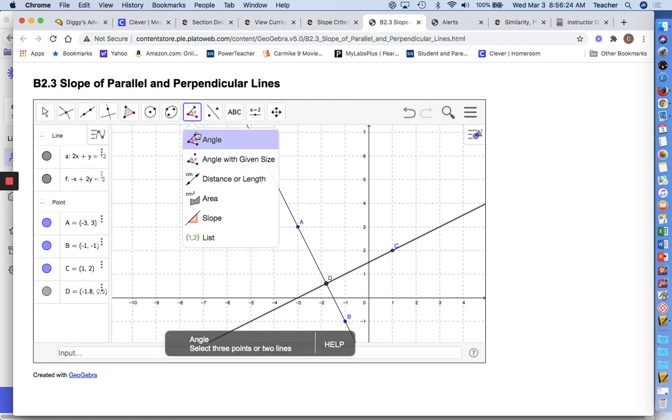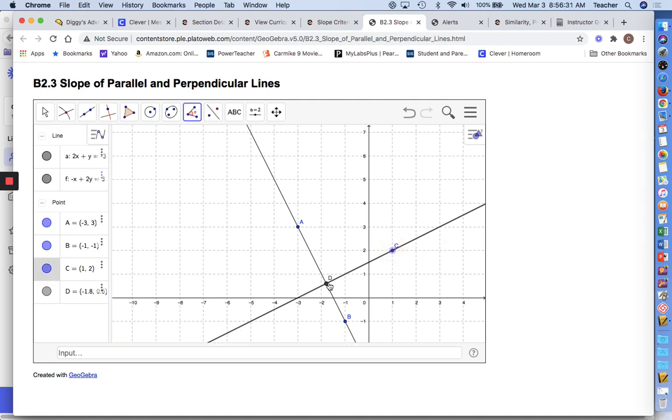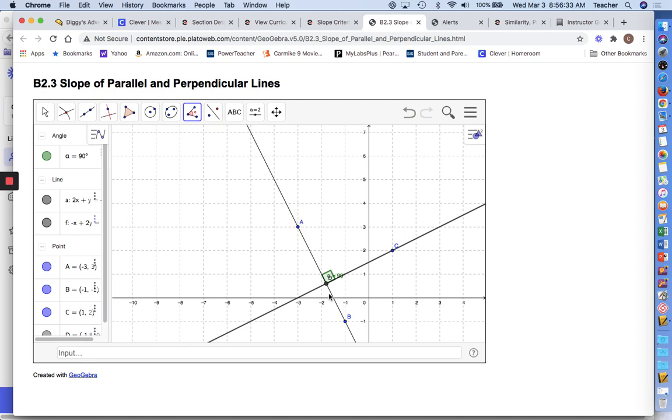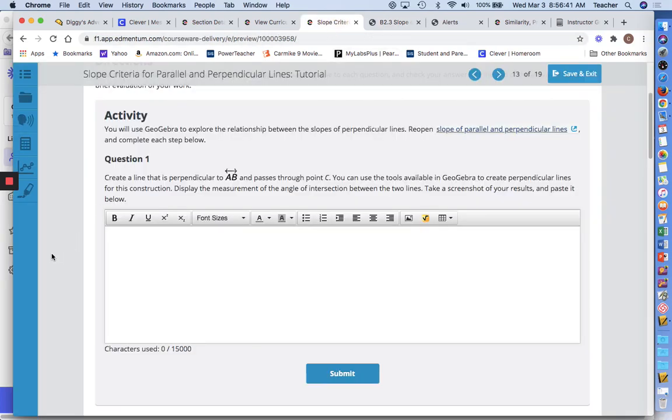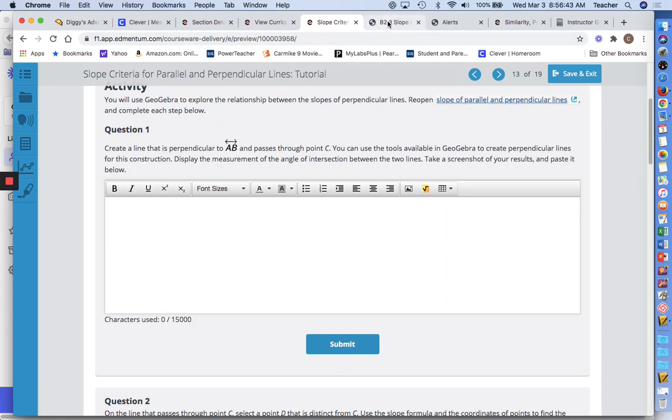And now to find the angle, we come up to angle. Remember, you've got to go in a right circular motion. So I've got to start off with C, D, A. There it is, you visual people. That angle is 90 degrees, which means the other three are also 90. I think they want a screenshot. I'll do a screenshot. That's all I have to do.